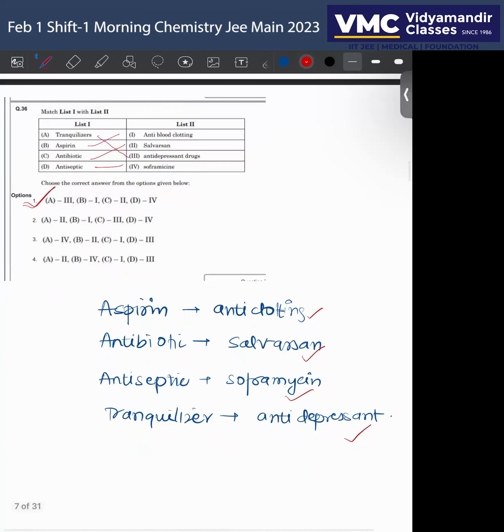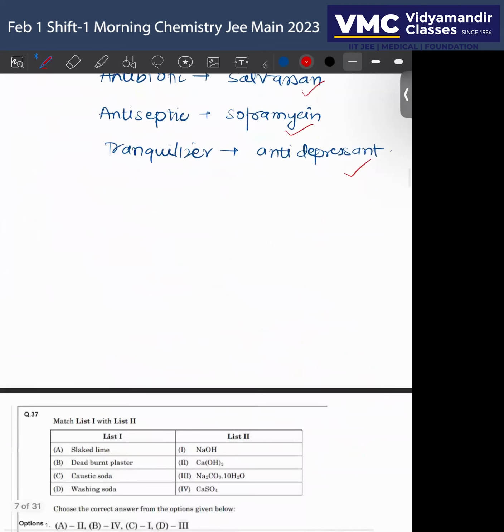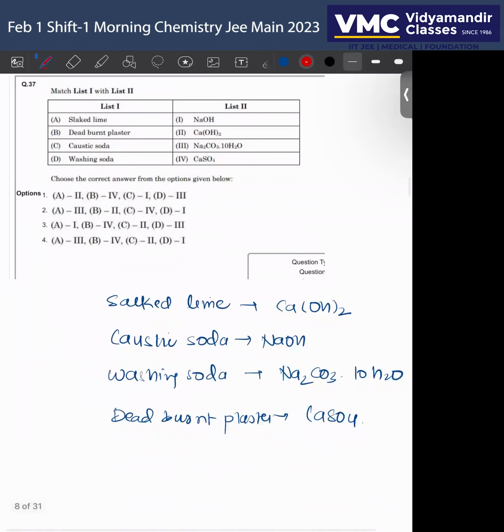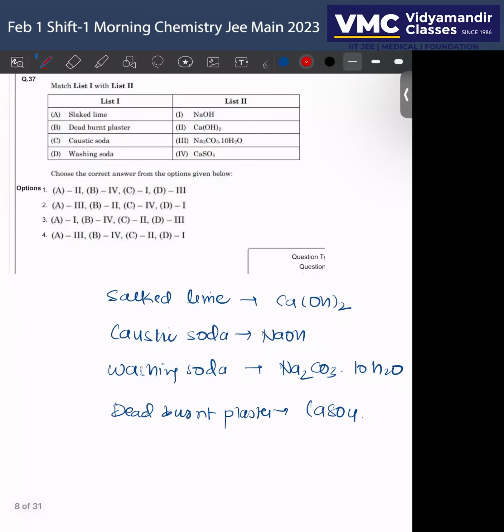Moving on to the next question. It is again a matching type question. Here the matching is given by compounds and their common name. We know that slaked lime is calcium hydroxide, plaster of Paris is calcium sulfate, washing soda is Na2CO3.10H2O, and caustic soda is NaOH. Here the option number 1 will match. So option number 1 is the correct answer, right?